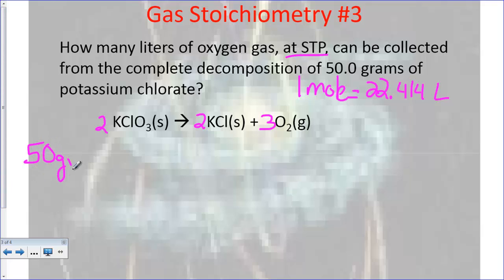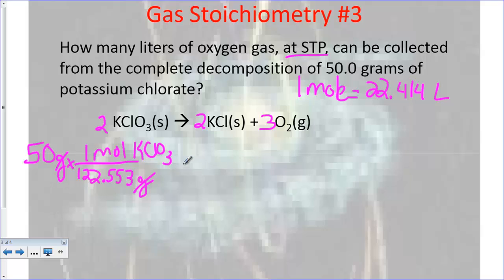We are starting with 50 grams of potassium chlorate, and you would need to find the molar mass of potassium chlorate by taking your potassium, which is 39.1, plus the chlorine, which is 35.453, plus 3 oxygens, and they're 16 apiece, and you need to get that all out to the molar mass. I've already done that for us, so I got 122.553 grams, and that is equivalent to 1 mole of potassium chlorate.